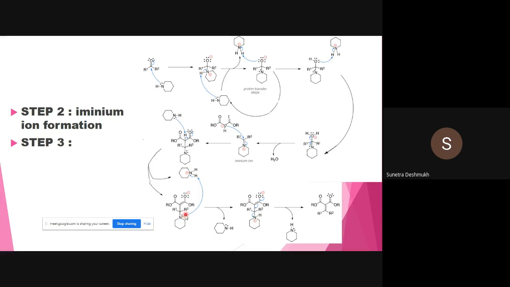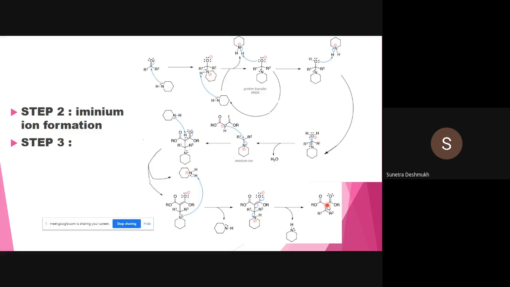Again we need protonation of this to eliminate piperidine. To eliminate piperidine we have to protonate this lone pair. Once this nitrogen atom is protonated, it becomes a good leaving group, and then we can eliminate this piperidine by shifting of this alkoxide negative charge, and in that way we generate a carbon-carbon double bond at the active methylene site.